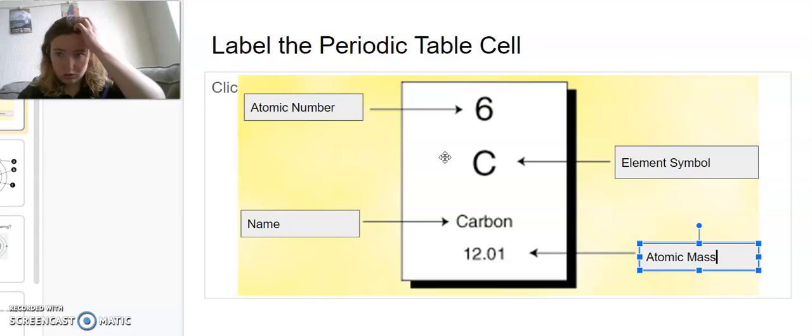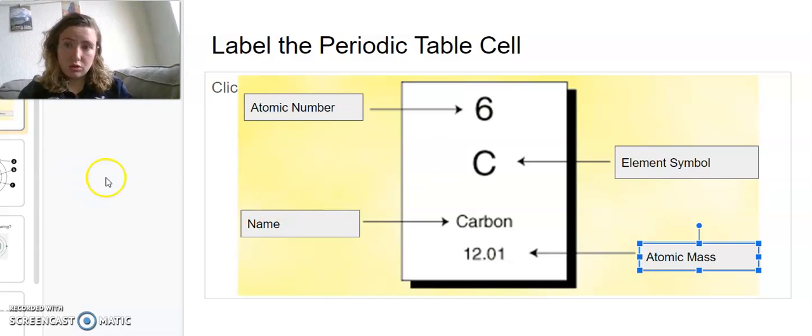So that's from those notes you took yesterday. If you haven't taken those notes yet, you should go do that. It's going to explain to you how to do this assignment. So again, we labeled our periodic table cell. We've got atomic number, we've got symbol, we've got name, we've got mass. We got everything we need.